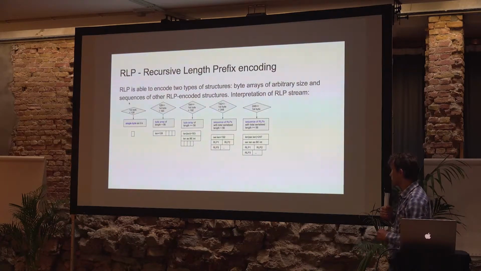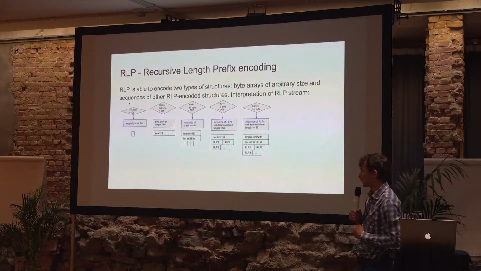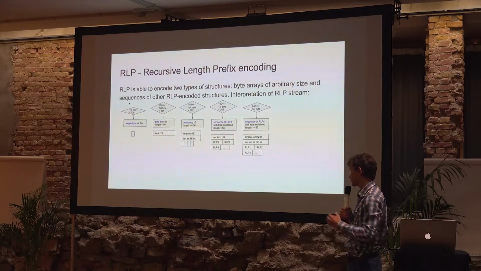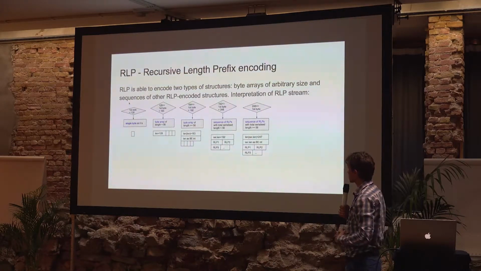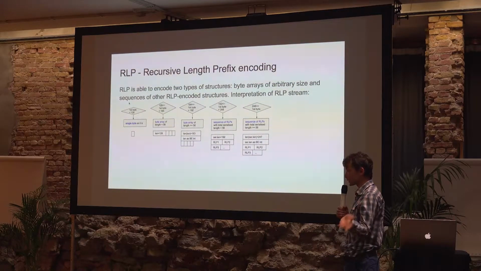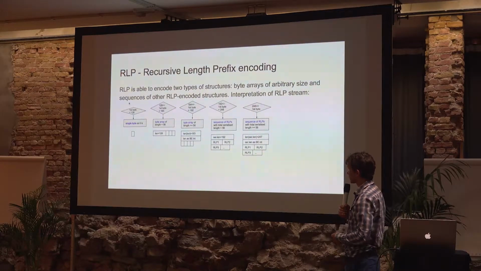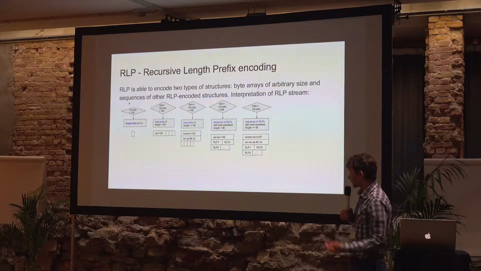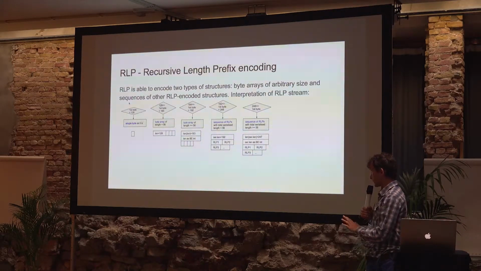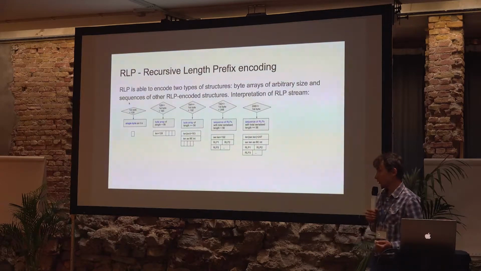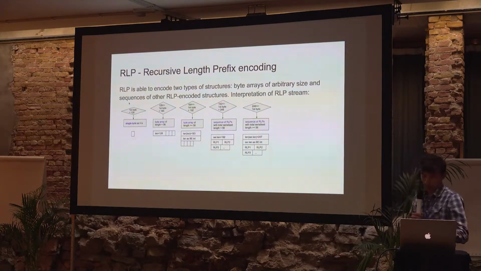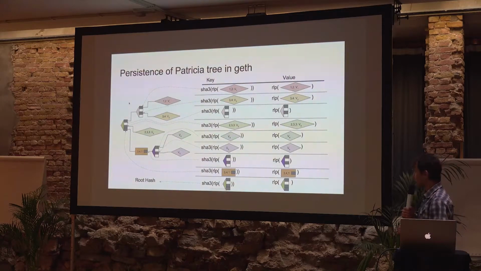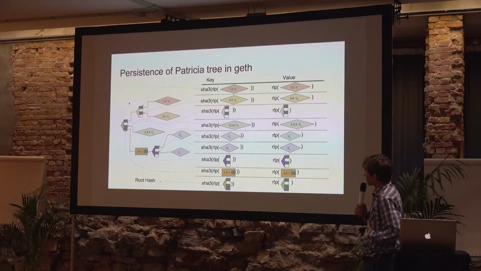This is very shortly to remind you that whenever we talk about serialization in an Ethereum client, usually it's done by means of RLP, which is recursive length prefix. It's not very important for this particular presentation, but basically RLP can encode either single bytes or byte arrays of different sizes, or it can recursively encode sequences of other RLPs. And so now it allows you to understand this sort of persistence.